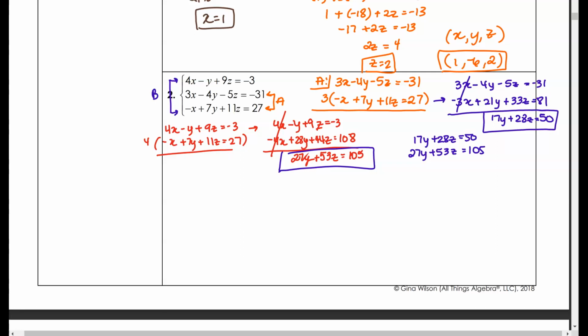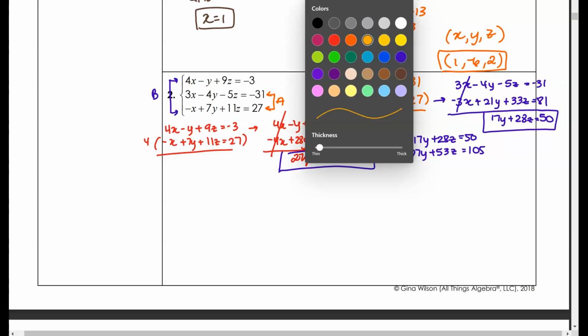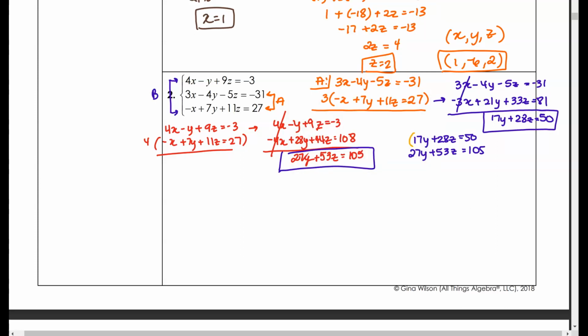So I have a 17 and a 27. And so that means their least common multiple is really 17 and 27, so that whatever that multiplies to, which I believe is 459. So I need to take that top equation, I'm going to multiply by positive 27. I'm going to take that bottom equation, I'm going to multiply by negative 17.